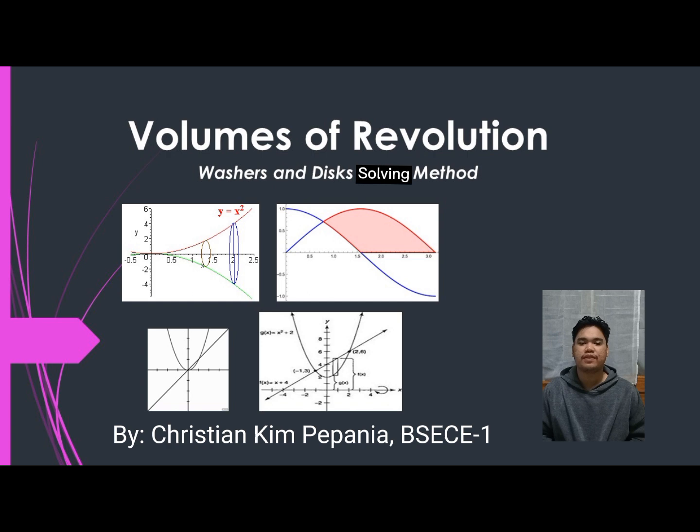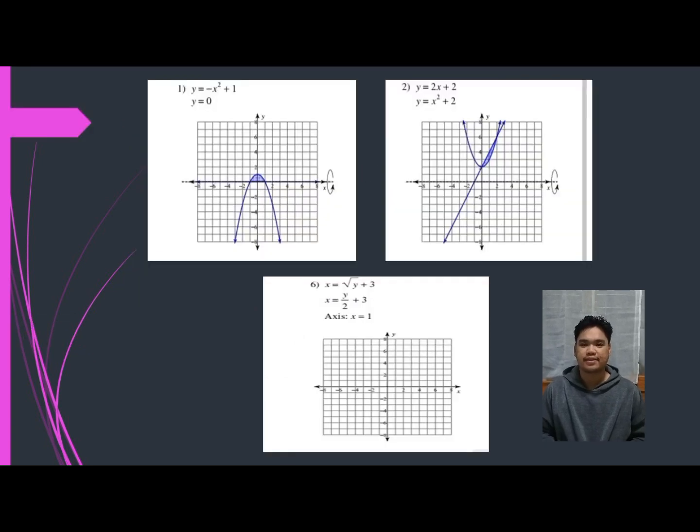I am going to discuss the activity you gave us last week, which is the volume of revolution using the method of washers and disks. You gave us 6 problems, but we are going to pick 3 only to discuss: numbers 1, 2, and 6. Number 1: y = -x squared + 1, y = 0. Number 2: y = x + 2, y = x squared + 2. Number 6: x = square root of y + 3, and x = 1 over 2 + 3 with the axis of x = 1.